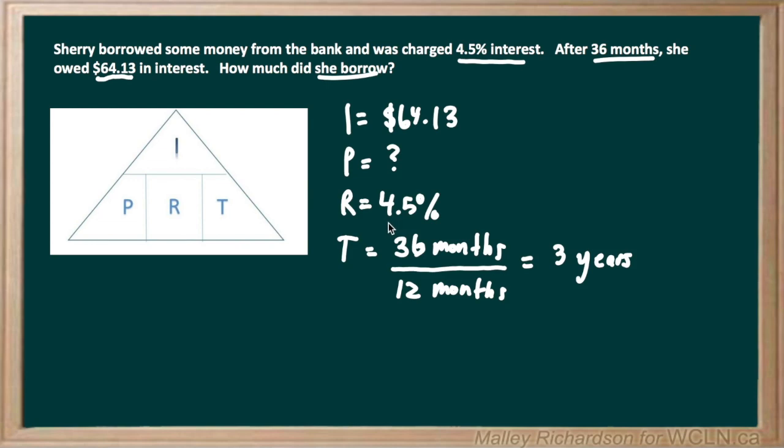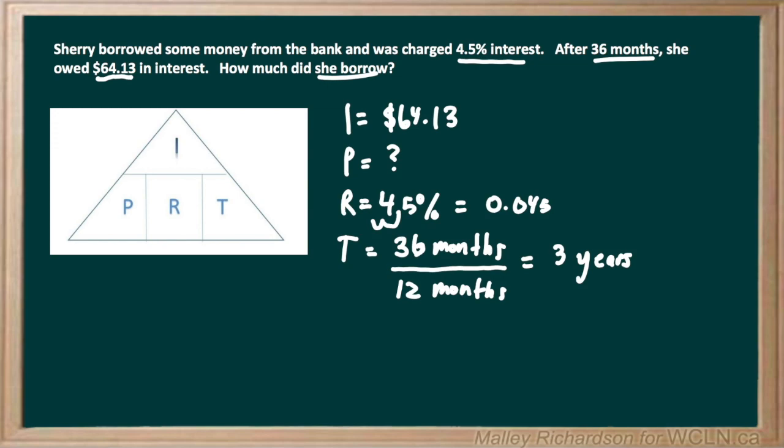But before we move on, we want to convert this R of a percent into a decimal. To do this, we take our decimal and move it 2 spaces to the left. So we're left with 0.045. Now that we know I, R, and T, we can solve for P.